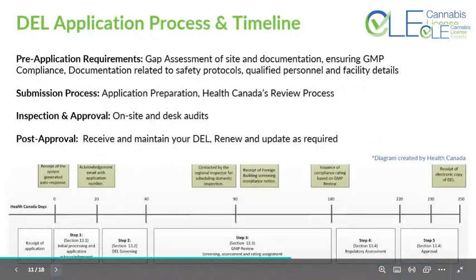So what does the DEL application process and timeline look like, or what are the considerations? We are going to be looking at what you want to do in order to prepare. What we recommend here at CLE for our existing client base is conducting a gap assessment of your site and your documentation to ensure that you do already have GMP compliance.